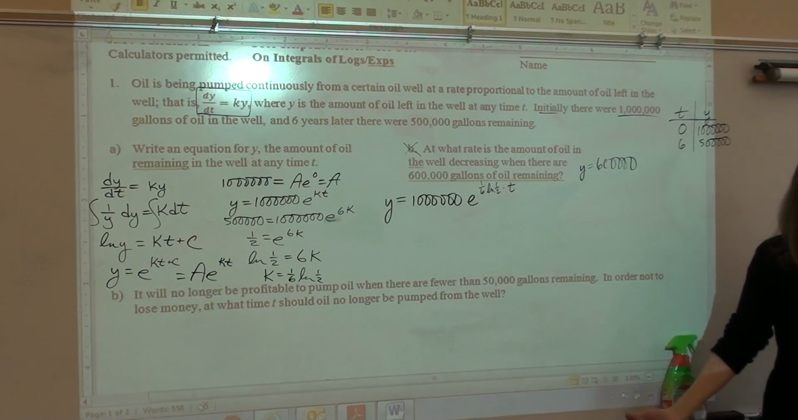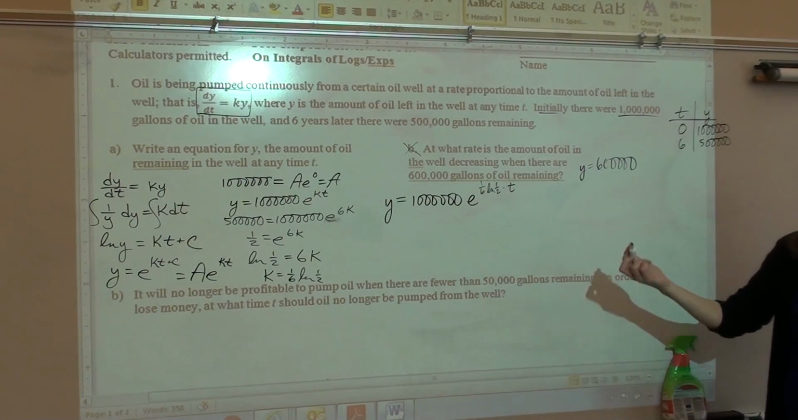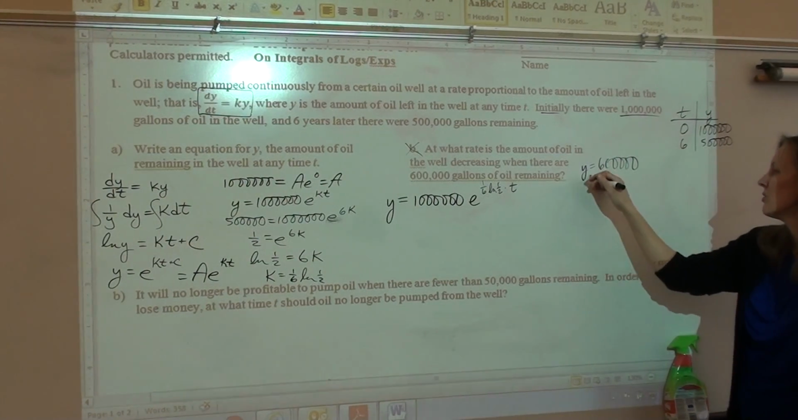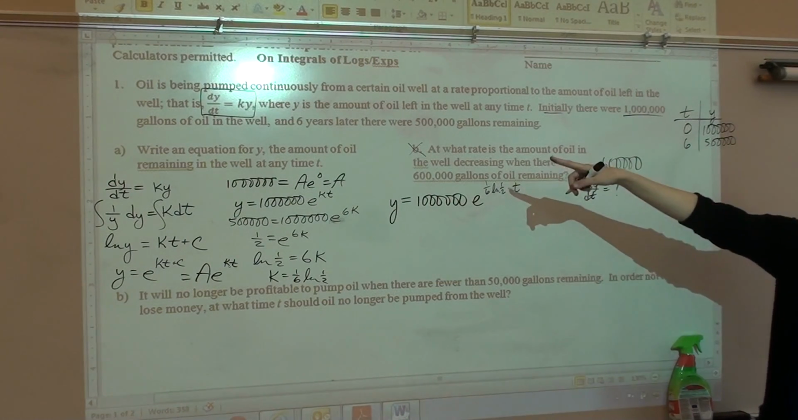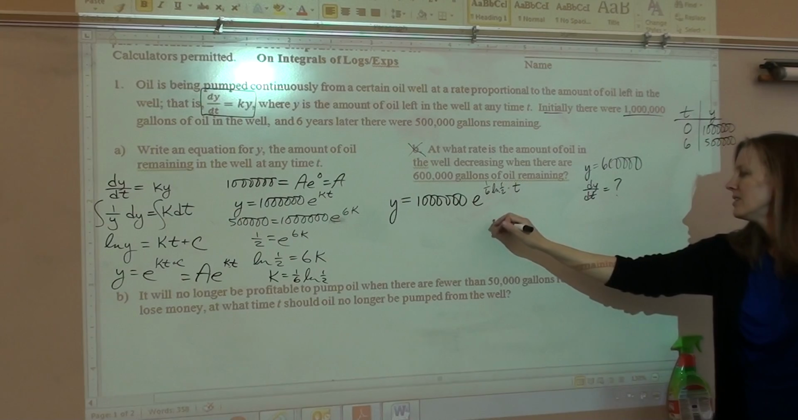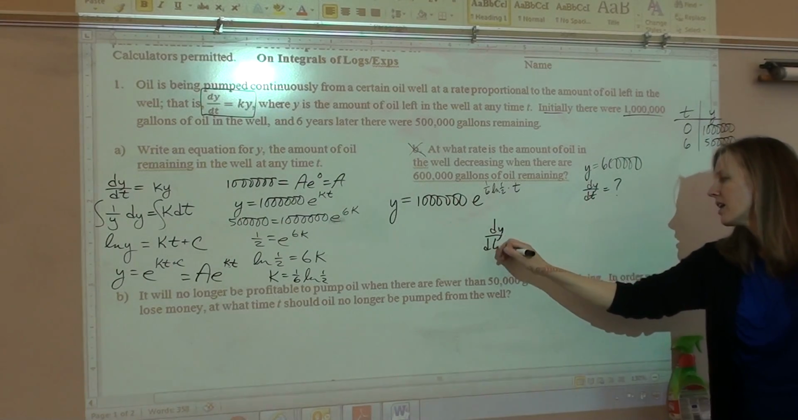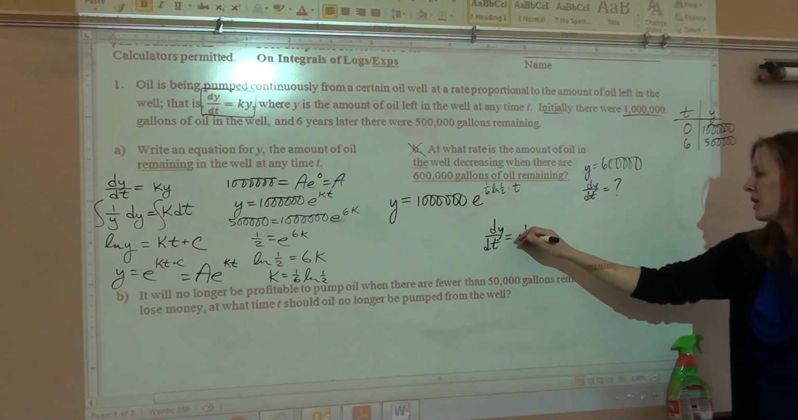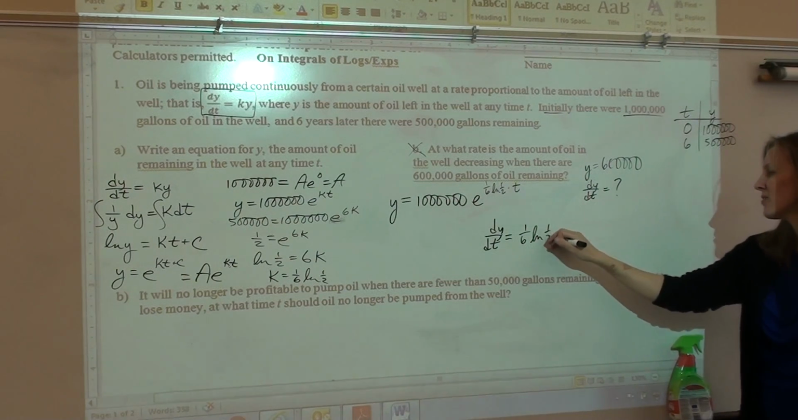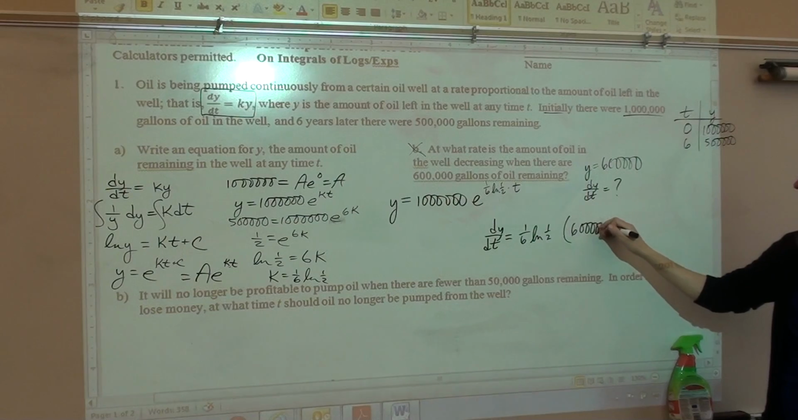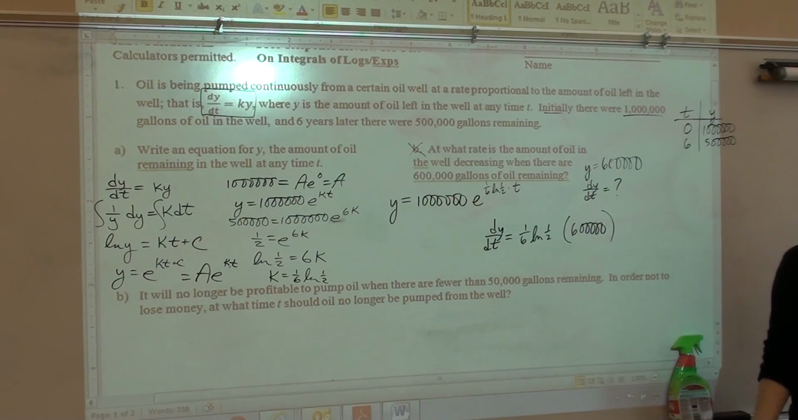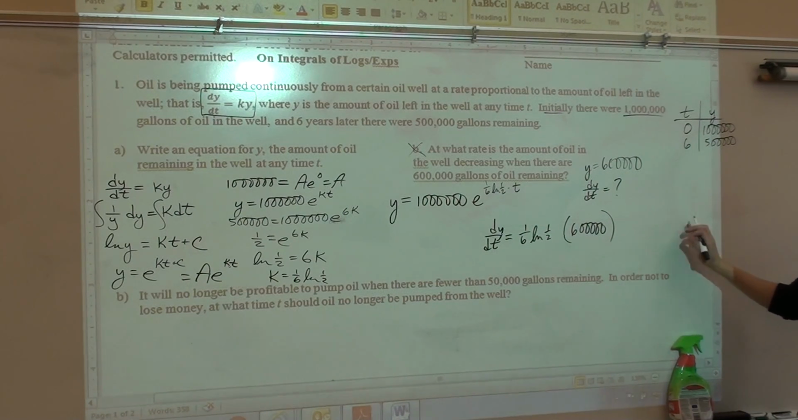What represents a rate? The derivative, dy/dt, right? So we're looking for dy/dt, which equals ky. We have a formula for dy/dt. So dy/dt equals k, which is 1/6 ln of 1/2, times y, which in this problem is 600,000. That's like negative 69. So whatever that answer is, it would be in gallons per year.